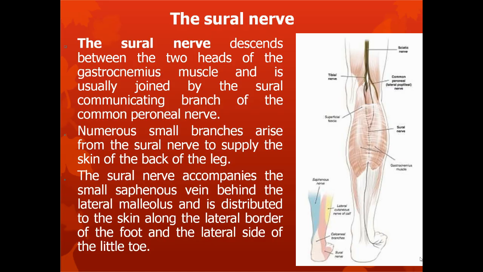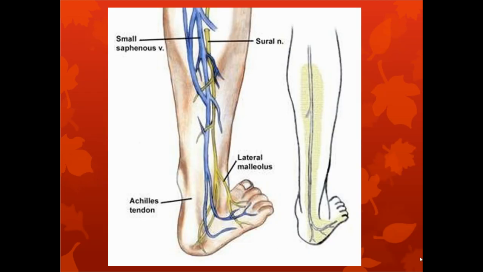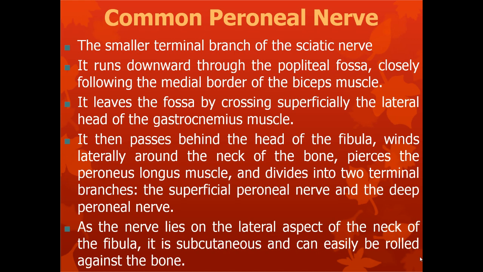The sural nerve descends between two heads of the gastrocnemius muscle, and it is usually joined by the sural communicating branch of the common peroneal nerve. Numerous small branches arise from the sural nerve to supply the skin of the back of the leg, and the sural nerve accompanies the small saphenous vein behind the lateral malleolus and is distributed to the skin along the lateral border of the foot and lateral side of the little toe. So you can see the sural nerve.